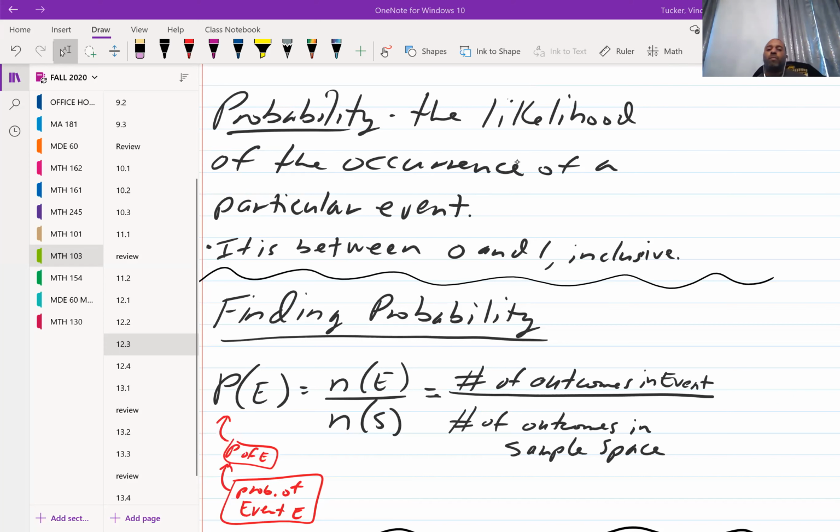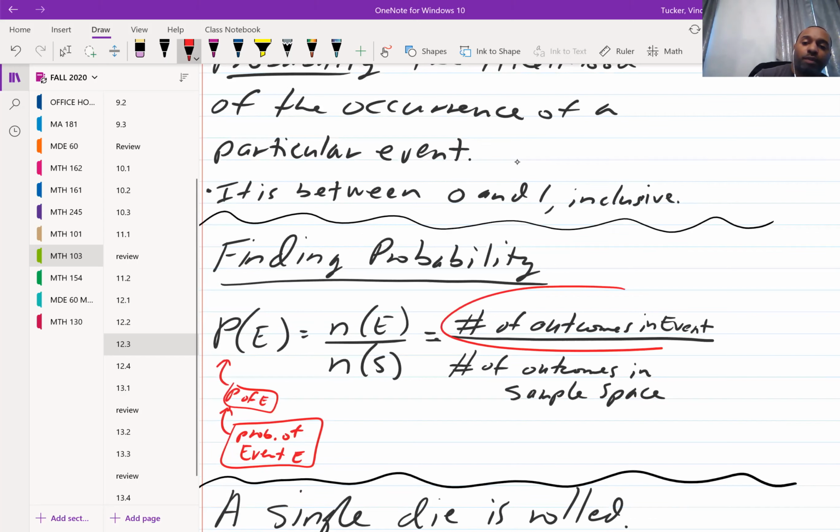All right, so you're going to take the number of outcomes in your event and place it over the number of outcomes in your sample space. So P of E, that's what this is, and that just represents the probability of your event E occurring. So once again, the number of outcomes in your event over the number of outcomes in your sample space. Don't forget, we talked about sample space last class. Sample space is the total number of possible outcomes in your experiment.